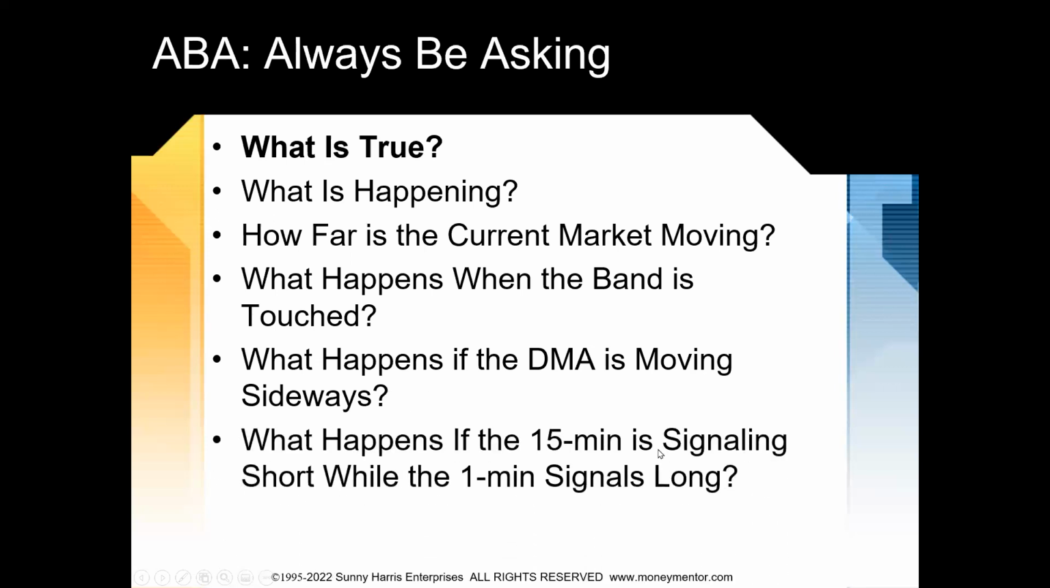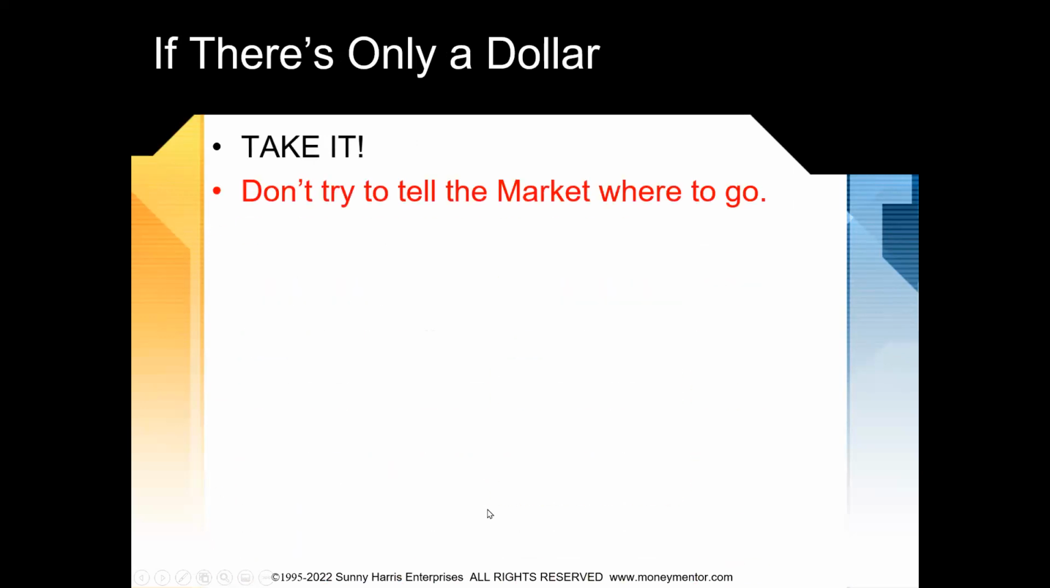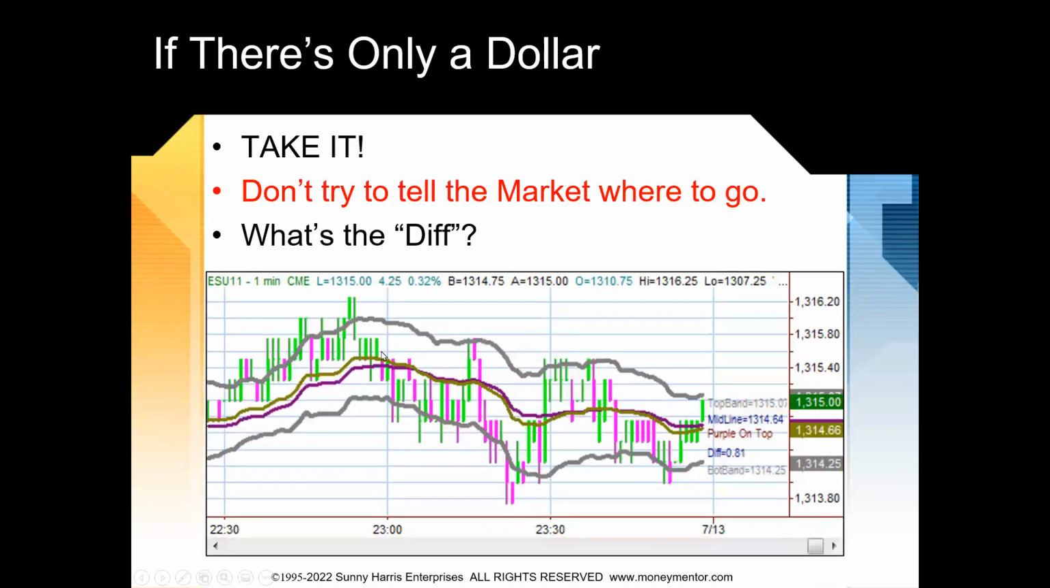I also look at a 15-minute chart and a 1-minute chart together. So the 15 minutes is going to tell me direction, and the 1 minute is going to tell me where to enter. And if there's only $1, take it. Don't try to tell the market where it's going to go. If it was 0.3, like we saw on the other chart, take it. That's the value. That's the difference between the bands. You'll never be able to tell the market where to go.